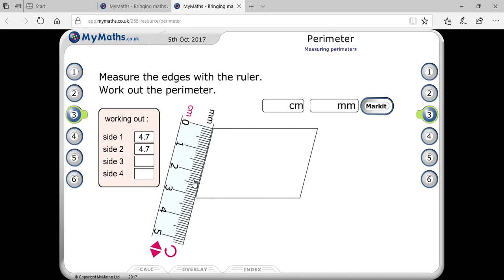Again, it is approximately 3.1. You can see here 3.1, and the other one will also be 3.1. Beta, you are seeing a parallelogram here. Always remember that in a parallelogram, opposite sides will be equal and parallel.